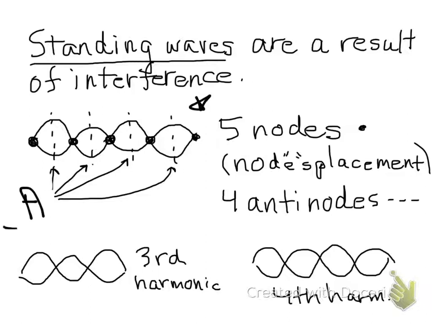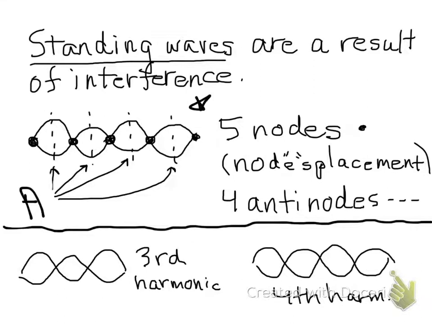I've also shown below that standing waves are harmonics. They're set up in pipes and on strings. On the left, it's the 3rd harmonic. On the right, it's the 4th harmonic. You count what we call the antinodes to determine the harmonic number.